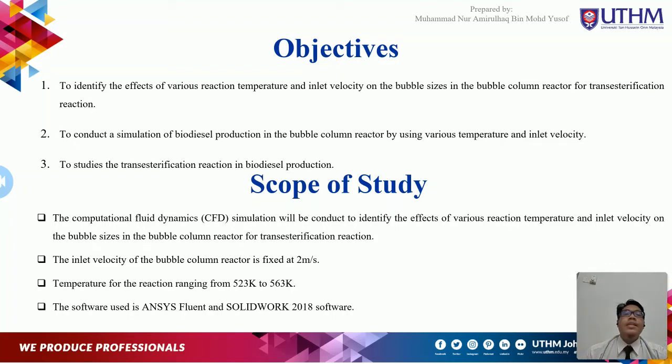Next, the inlet velocity of the bubble column reactor is fixed at 2 meter per second. The temperature for the reaction ranges from 523 Kelvin to 563 Kelvin. The software used is Ansys Fluent and SolidWorks 2018.